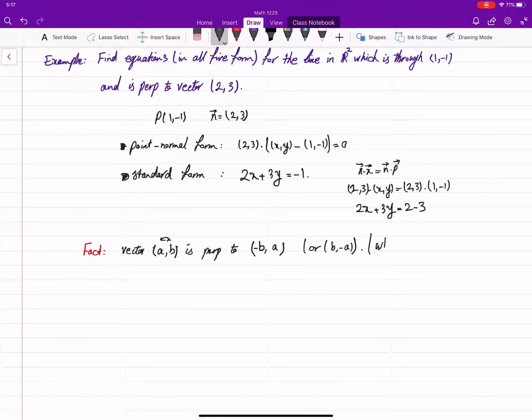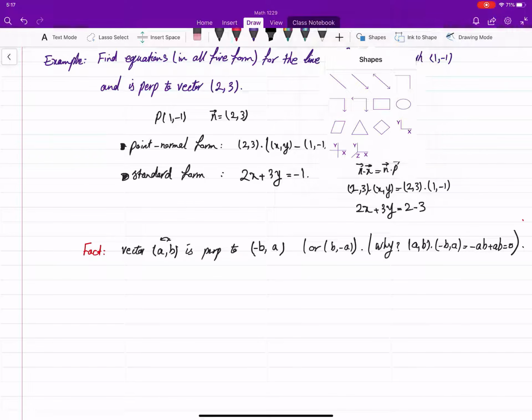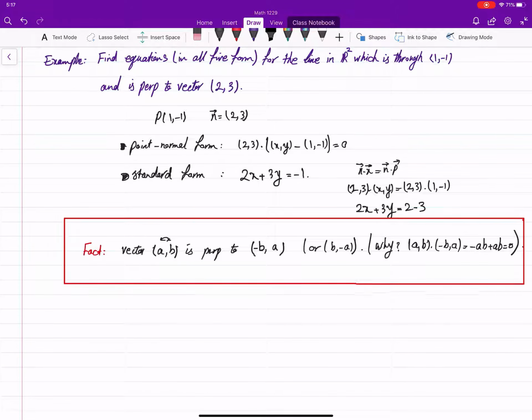Why? Well, remember the orthogonality test. (a, b) dot (-b, a) is going to be minus ab plus ab, which is 0. That's why. So this is a fact we can use here. How can we use it? Well, let me just tell you.